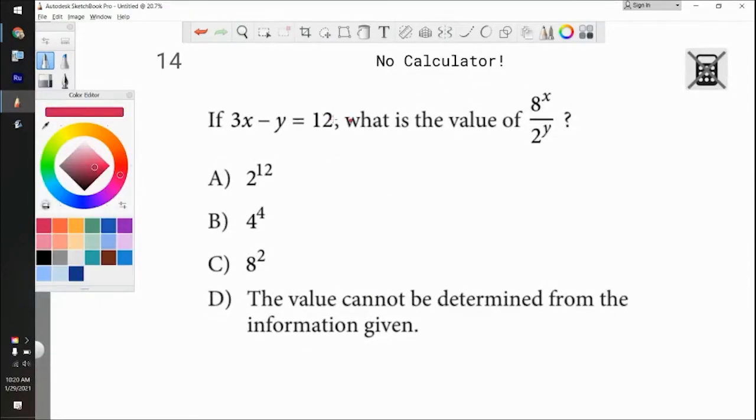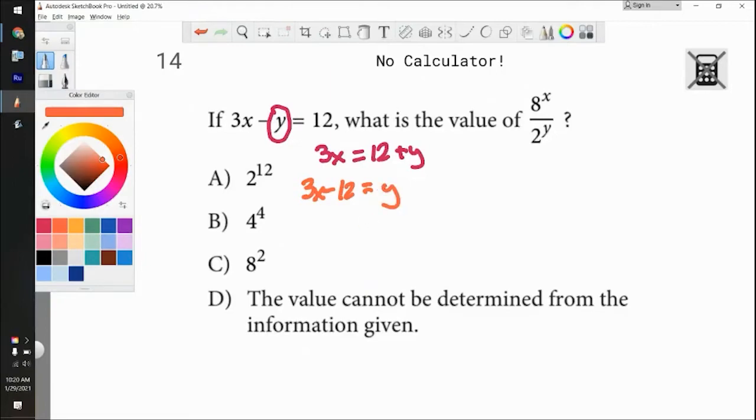And first thing I'm going to do is actually solve for y. It's by itself right here, so I'm just going to isolate it on one side of the equation. I'm going to add it to the other side, so you're going to end up with 3x is equal to 12 plus y. And then I'm going to subtract the 12 over. Subtract 12 on both sides, and you end up with something like this.